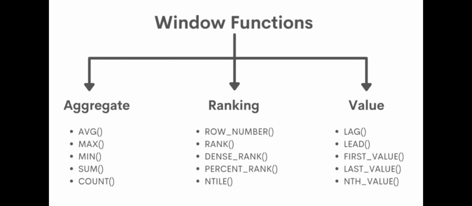So lag will fetch data from the previous row, and lead will fetch data from the next row. First value will fetch data from the first row, last value will fetch data from the last row, and nth value will fetch a user defined row. So this is about window functions.